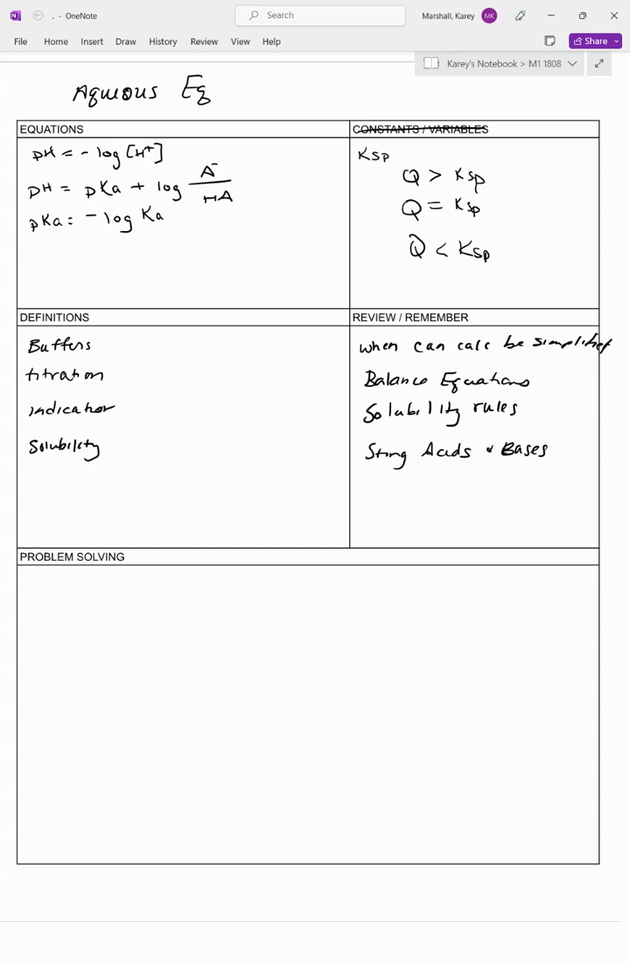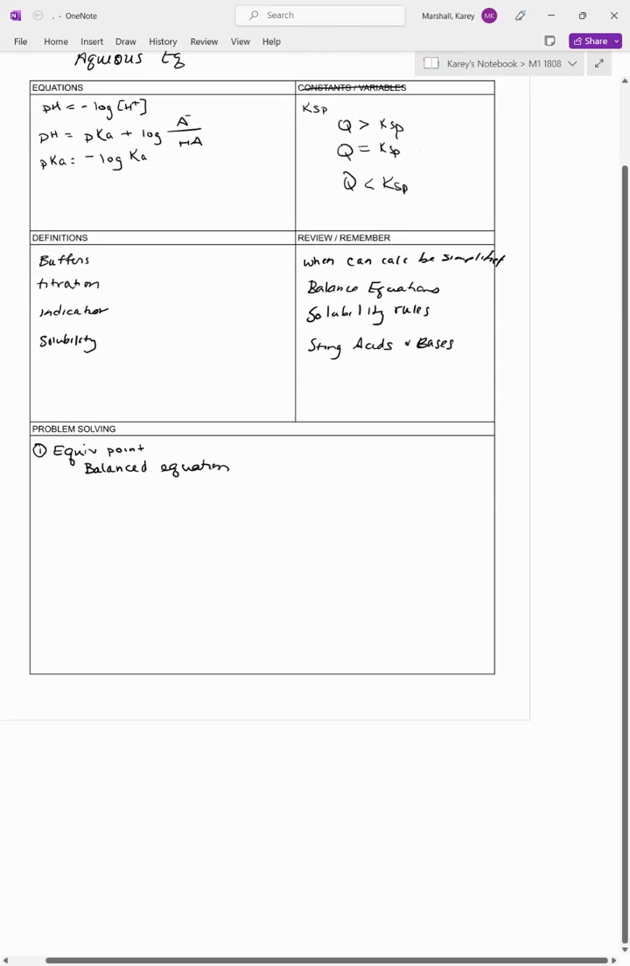So I told you I was going to have some problem-solving tips as well. This is really focused on the weak acid strong base titration. Before we can decide where we're going to go with our problem solving, we need to know what the equivalence point is. So the first thing we do is find the equivalence point of our titration. Now you need to have that balanced chemical equation first. So, balanced equation. And then you're going to calculate that equivalence point.